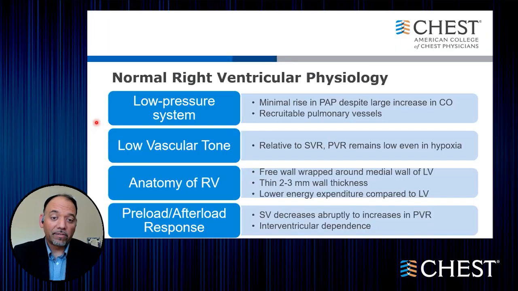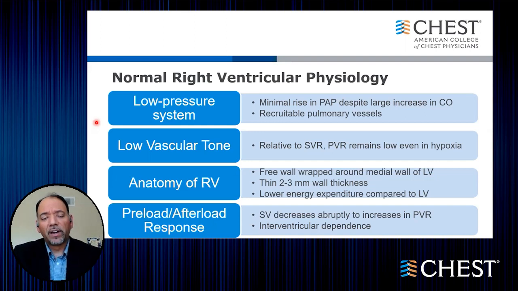Furthermore, the anatomy of the RV is much different than that of the LV, in the sense that the RV has a large free wall that's wrapped around the medial aspect of the LV, or the septum. It's also very thin, on the order of 2 to 3 millimeters in wall thickness at normal. And because it's thin, it is also a lower energy expenditure ventricle than the LV, which all makes sense. We all know this, but it's important to state at the beginning.